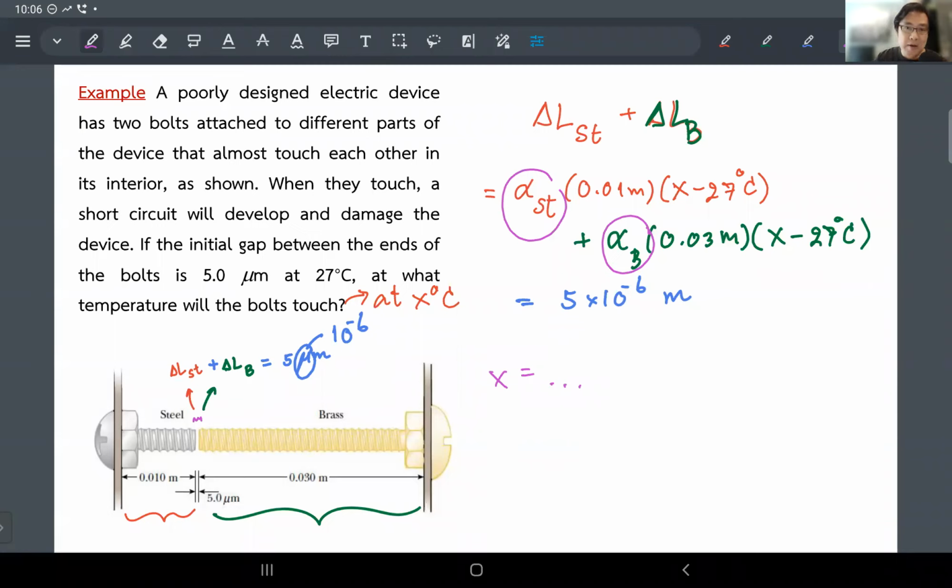For the number, you just punch it into your calculator later. I don't want to do it. Sometimes when doing numerical calculations on screen or live, we tend to make mistakes. We will see that all the time.